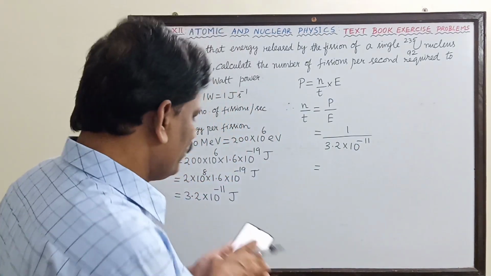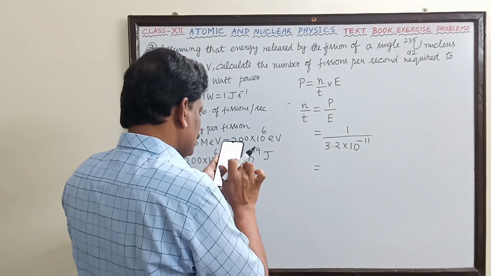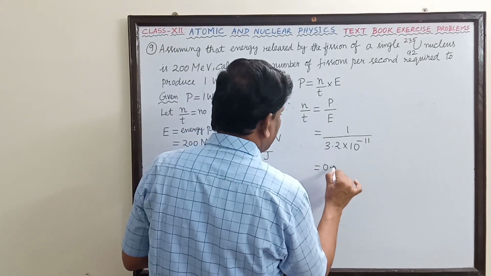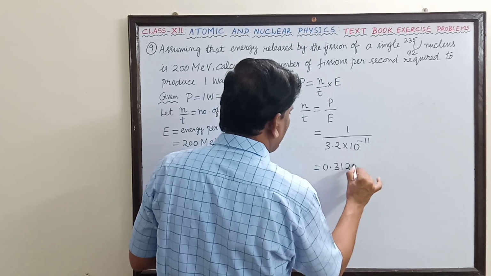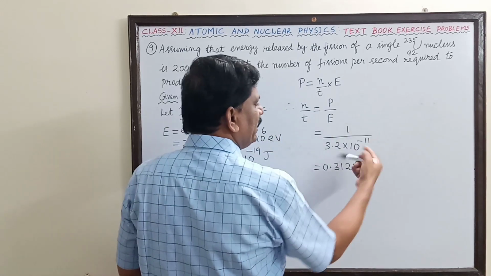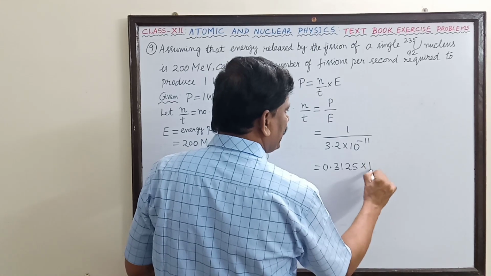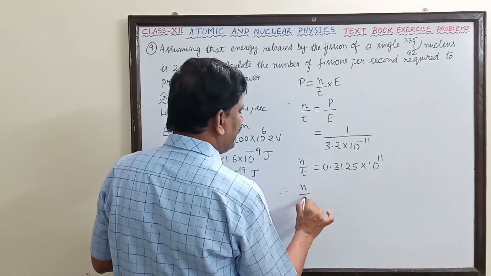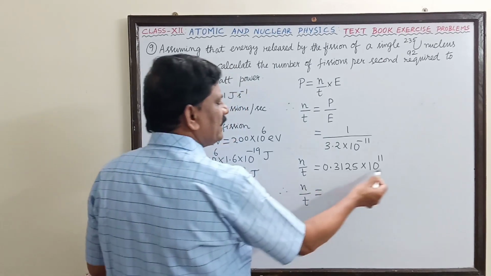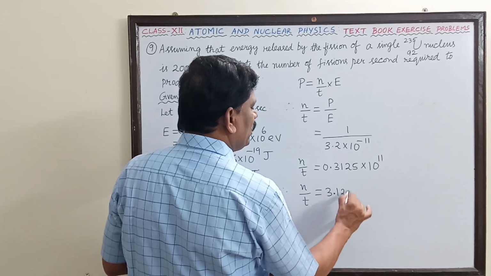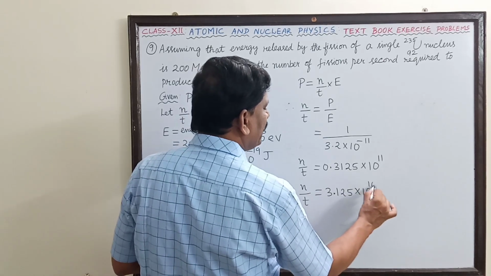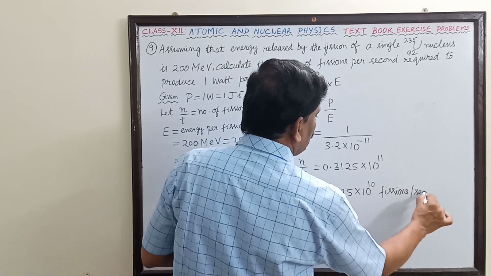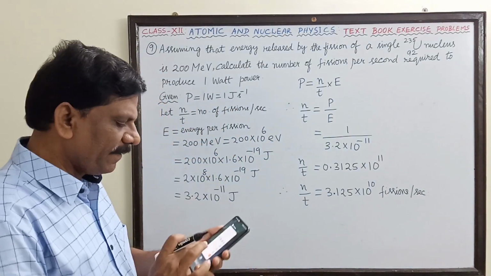So what is the reciprocal of 3.2? 1 divided by 3.2 is equal to 0.3125. 10 power minus 11, when it is coming to the numerator, it will become 10 power plus 11. Okay. Therefore, N by T, number of fissions per second, you can adjust this power as 3.125 into 10 to the power of 10 fissions per second. So this is the required answer.